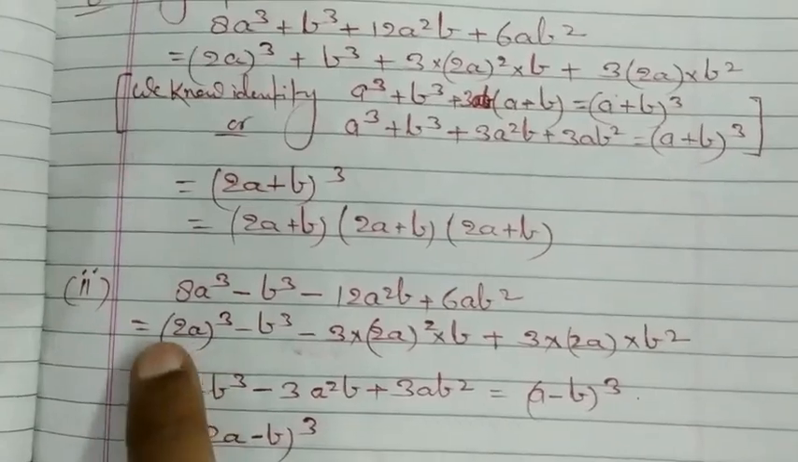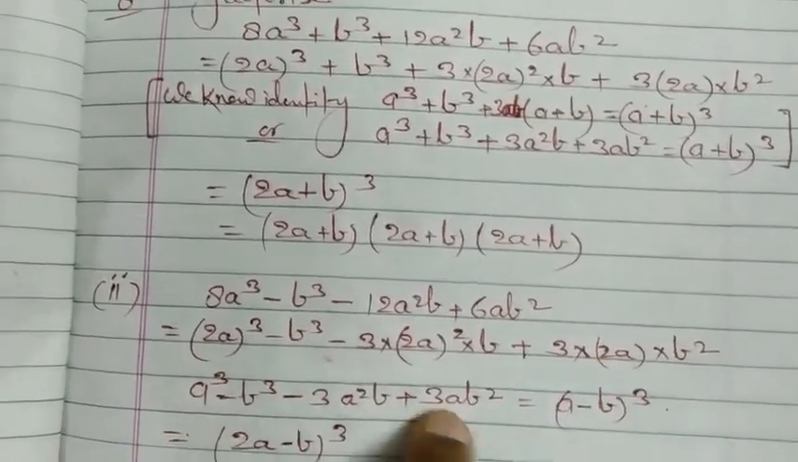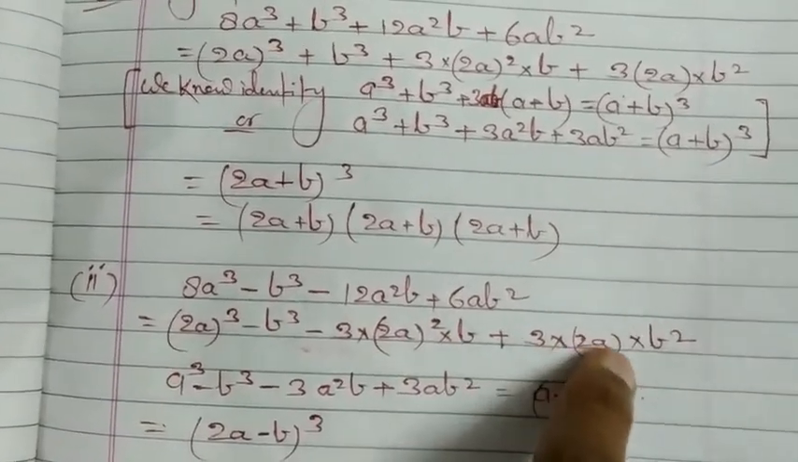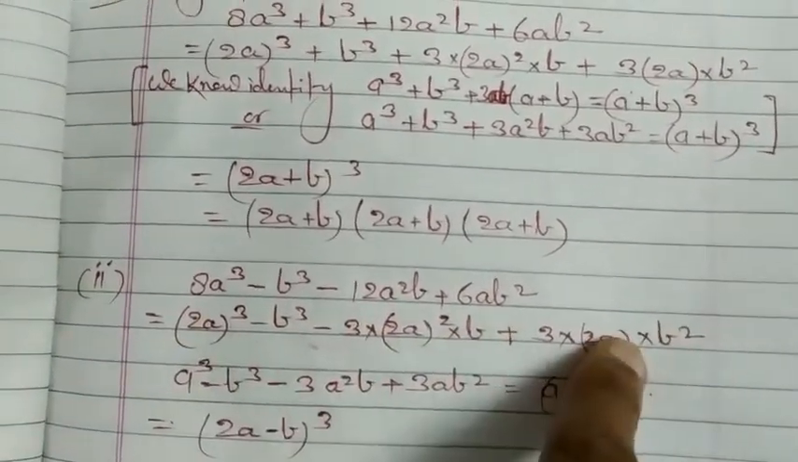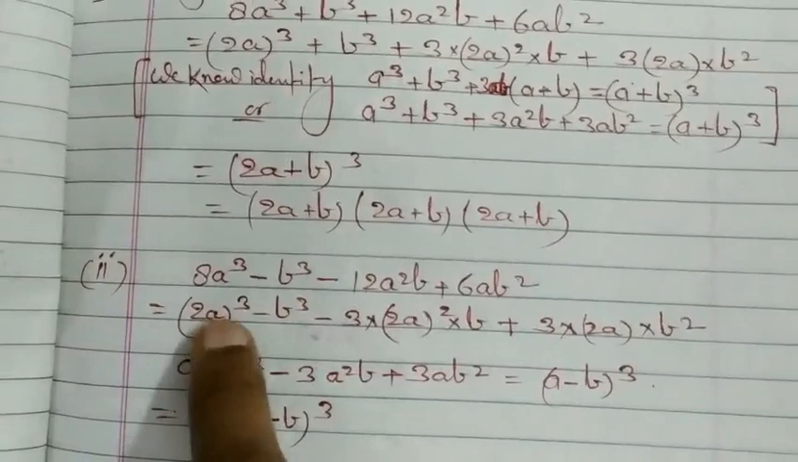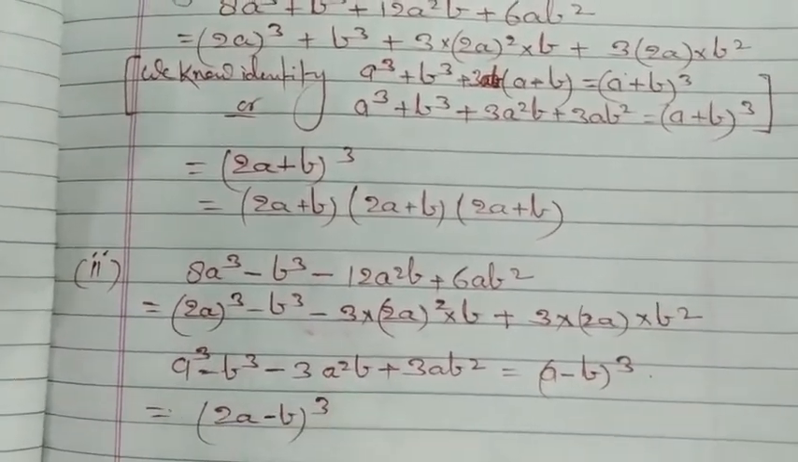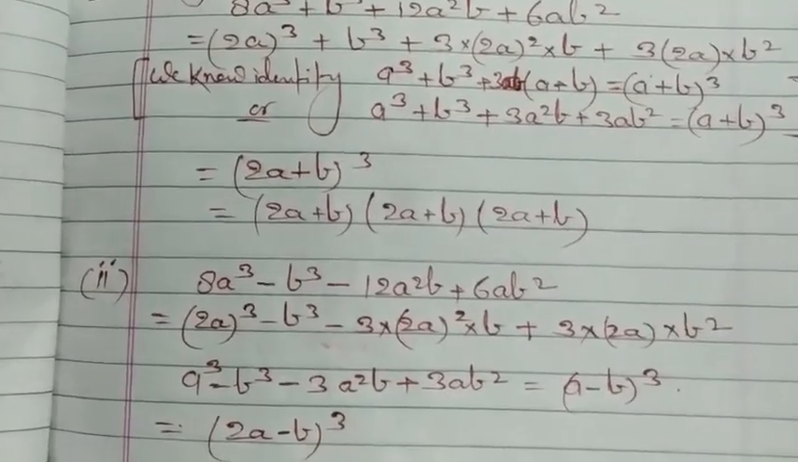Fine. Now this we have arranged in this form: a cube minus b cube minus 3a square b plus 3ab square. So this can be written like a minus b whole cube. Here a is 2a and b is b, so we have written 2a minus b whole cube. This is your answer. Thank you.